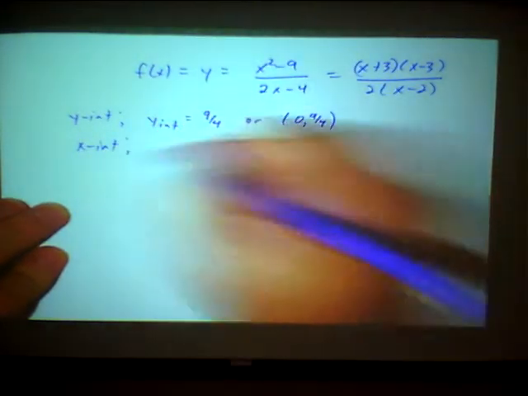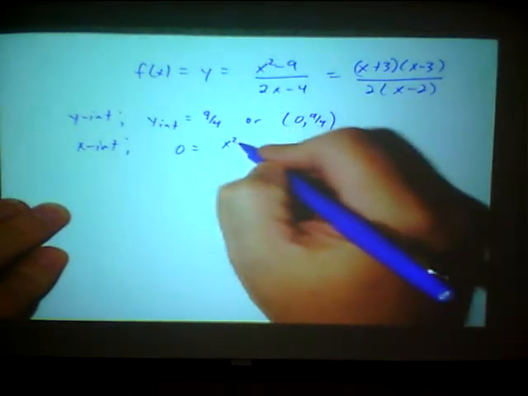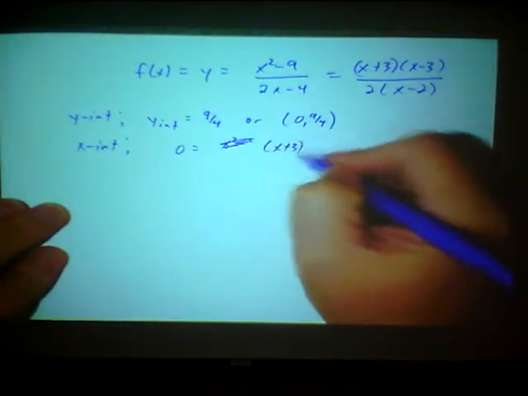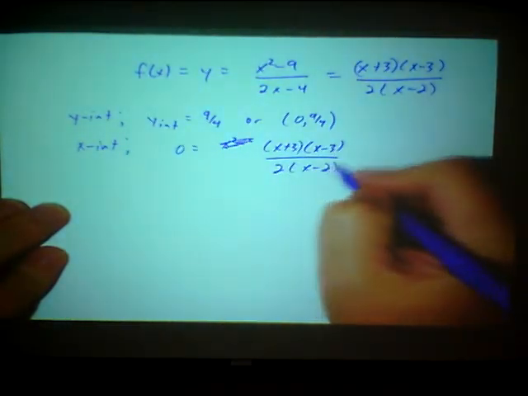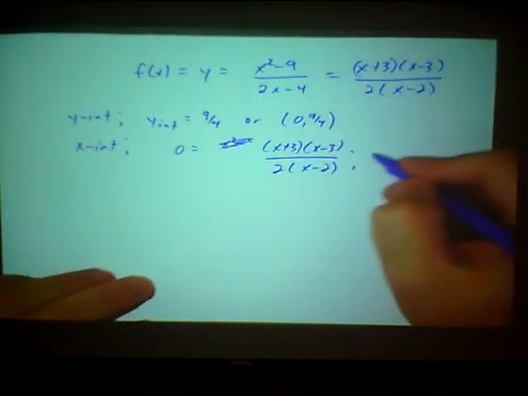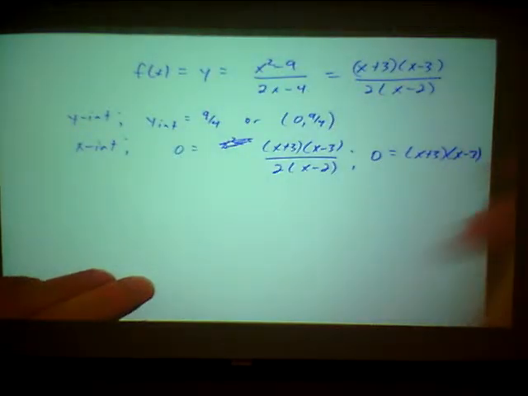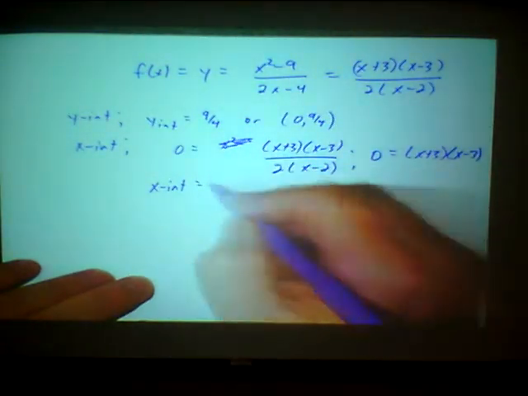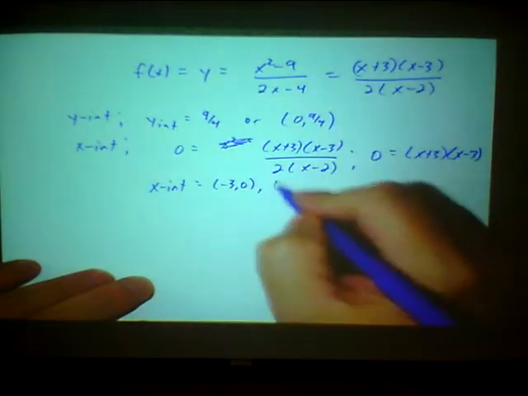The x-intercept is when I set y equal to 0. Actually, let's use the factored form for this one. Now if I multiply both sides by the denominator, I'm going to end up with 0 equals (x plus 3)(x minus 3). So it turns out I have two x-intercepts: (-3, 0) and (3, 0).